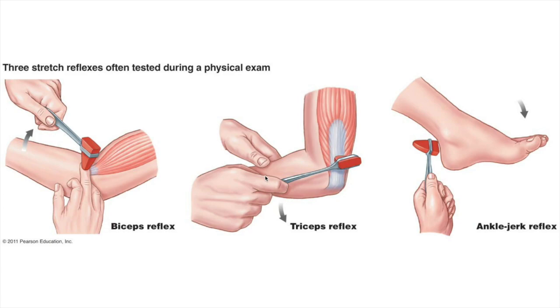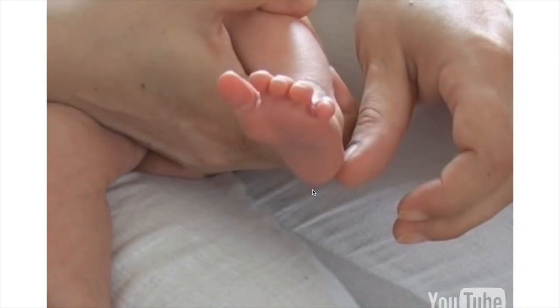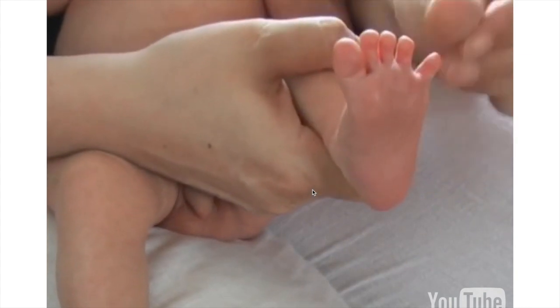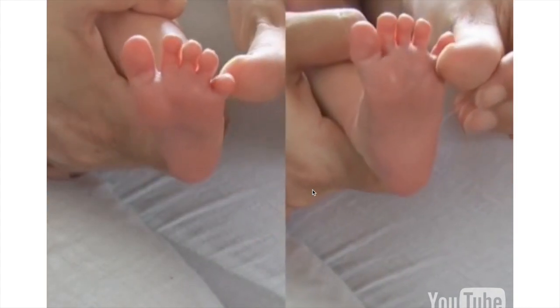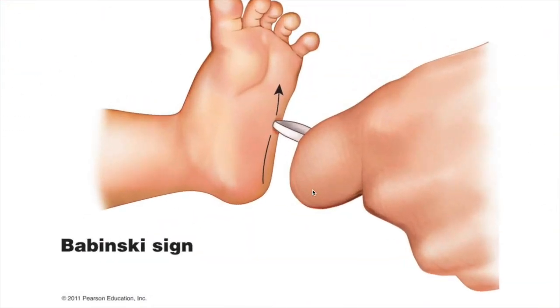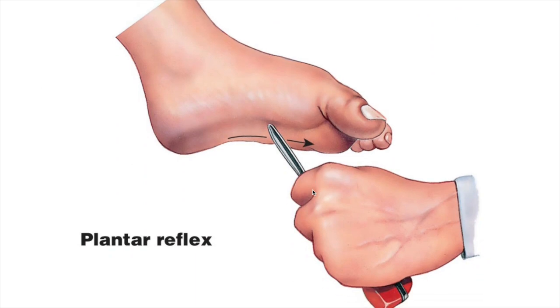Another thing that reflexes are useful for is to determine the location and the severity of damage to the central nervous system. So here are some different reflexes that can be tested. This is called the Babinski reflex, or the Babinski sign. If you do this to a baby, their toes fan out. If you do this to an adult, the toes curl.